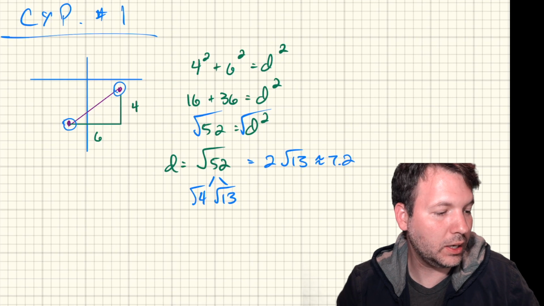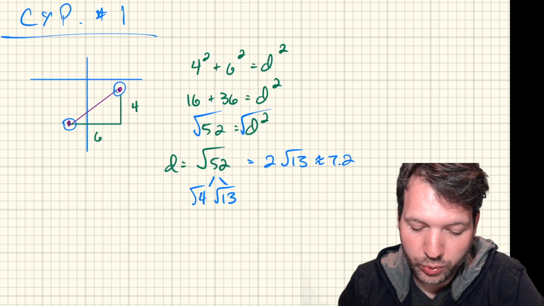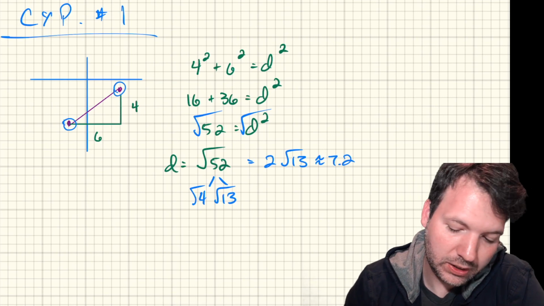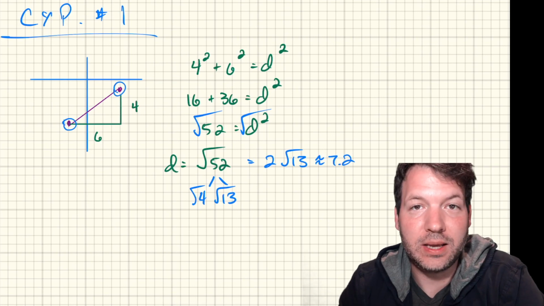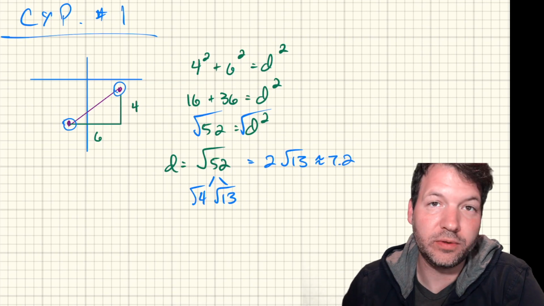Let's see how close I got. Square root of 52. 7.21, pretty good. So 7.2 is approximately that distance, and that's exactly the same thing as 2 root 13, because we can simplify that root 52. We can simplify the radical.